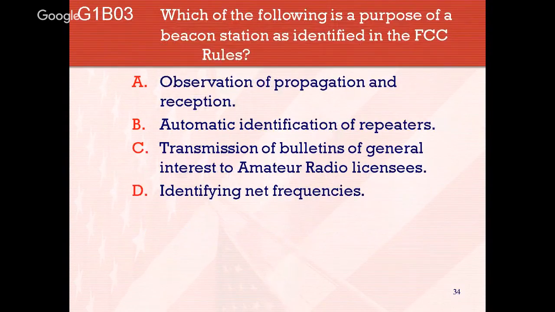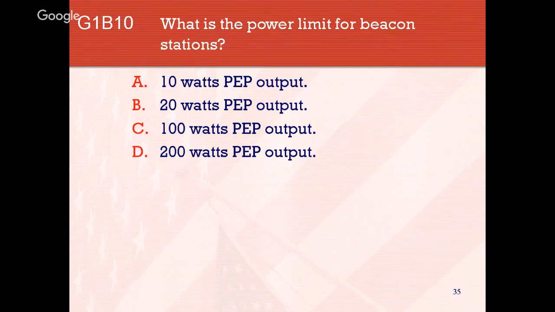Which of the following is a purpose of a beacon station as identified in the FCC rules? They have nothing to do with net frequencies, but it has to do with being able to identify propagation for a given time of day or frequency, things of that sort. So observation of propagation and reception is the purpose of beacon stations. So what is the power limit for beacon stations? Again, they're not allowed to run 1500 watts, but the maximum power is 100 watts.